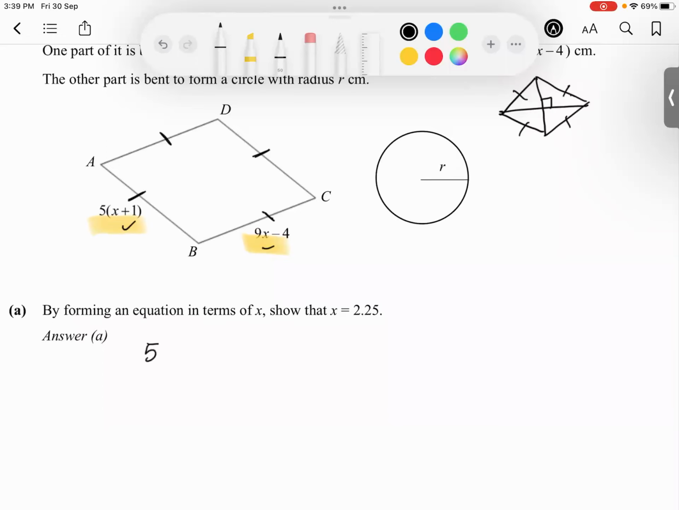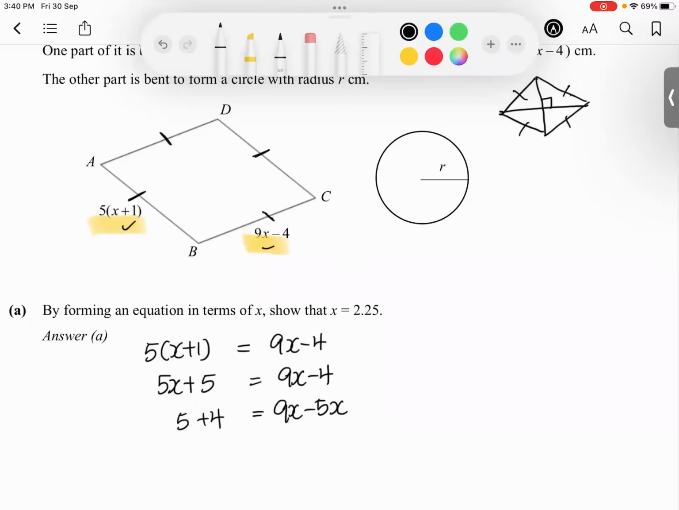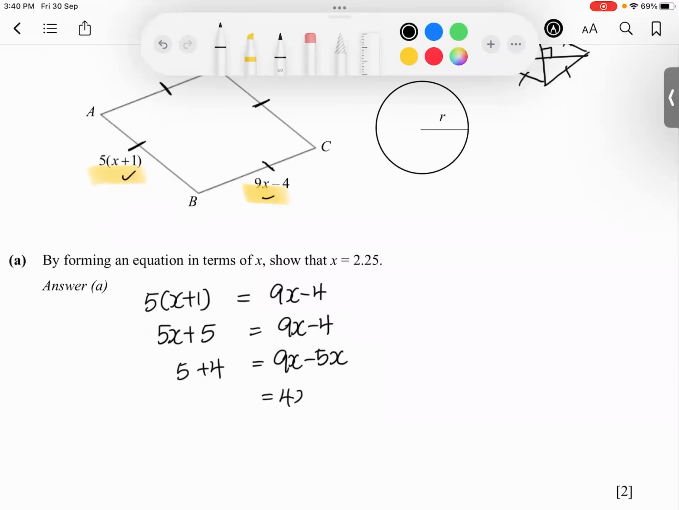So that means 5 bracket x plus 1 is equal to 9x minus 4. This one will be 5x plus 5 equals 9x minus 4. Then I'll put all my x together. So subtract this. Please be careful with your sign. So this one will be 4x is equal to 9. Divide by 4, x is equal to 9 divided by 4, 2.25 shown. Is that okay? Yeah. Next question.